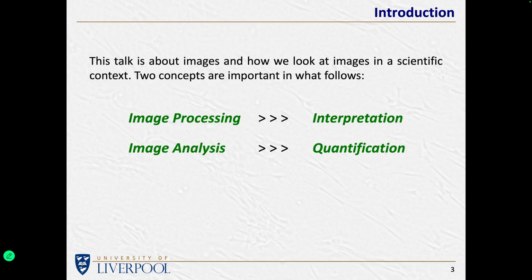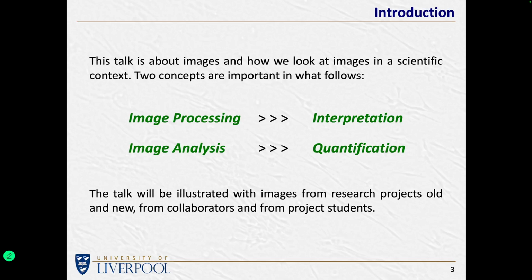So image processing and image analysis is a lot of what I've been doing in my research for many decades. I started image processing and image analysis way back in the 1980s and early 1990s, and although my research interests have changed over the years, this aspect of research has been with me for quite a long time. So I'm going to be illustrating this talk with images taken from research projects that I've been involved with over the years, some old, some new, and some from collaborators as well as students that I've supervised.